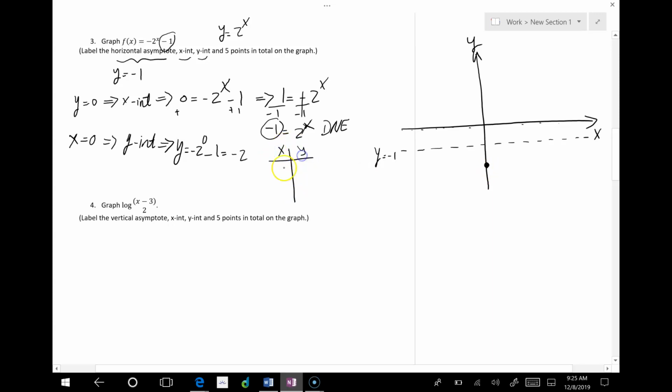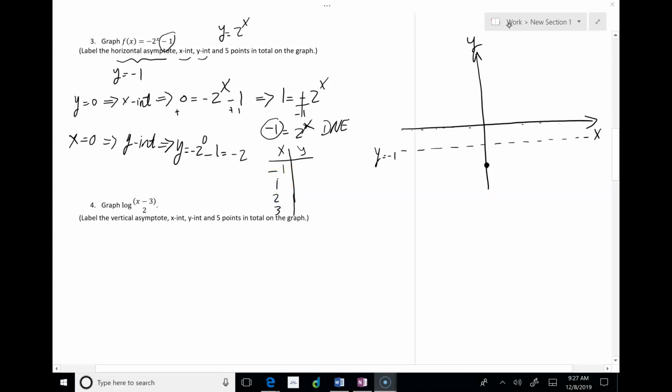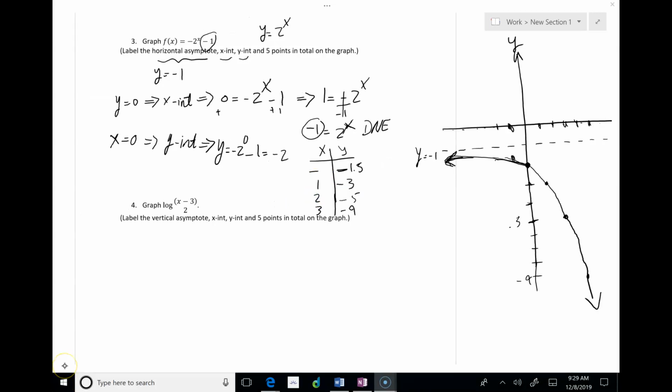X, y. You can pick negative 1, negative 2, and you already have 0, 1, 2. To save some time, I plotted the points and calculated them by just putting them into my calculator. So you have the horizontal asymptote, you have 5 points here, and you have the graph.